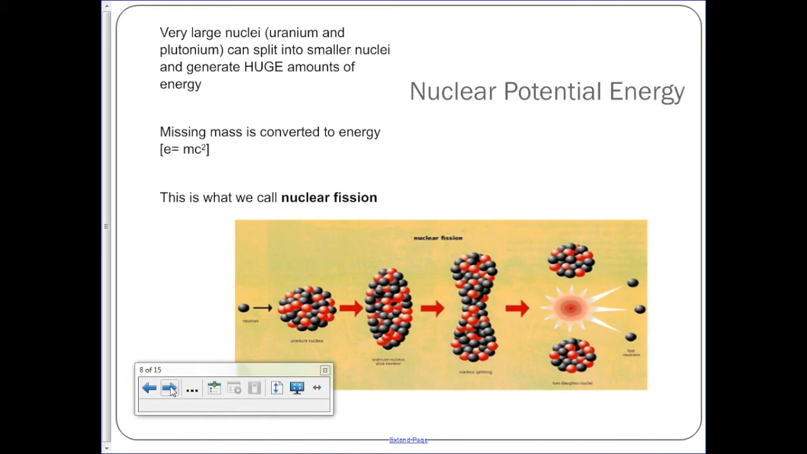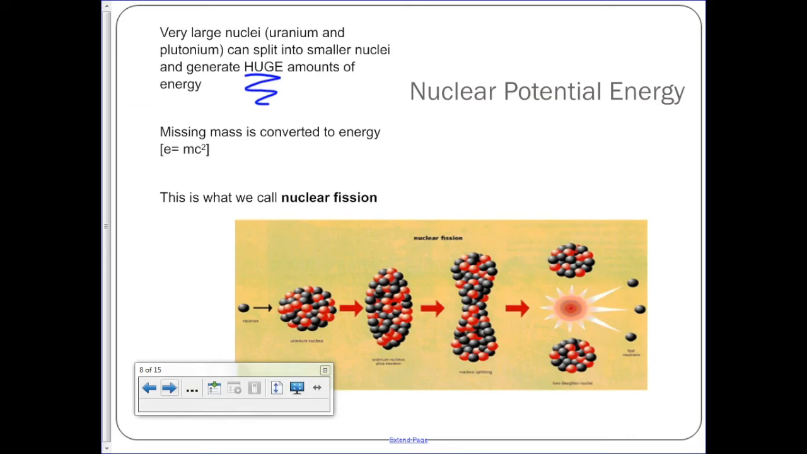Now, nuclear potential energy. Very large nuclei, for instance, uranium, plutonium, there's tons of examples, can be split into smaller nuclei and generate huge amounts of energy. I'm going to underline this several times. The missing mass that is lost in this is converted to energy, according to Einstein's theory, E equals mc squared, as you've probably already heard. This is what we call nuclear fission.